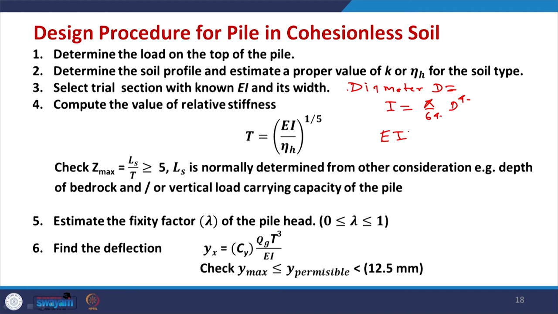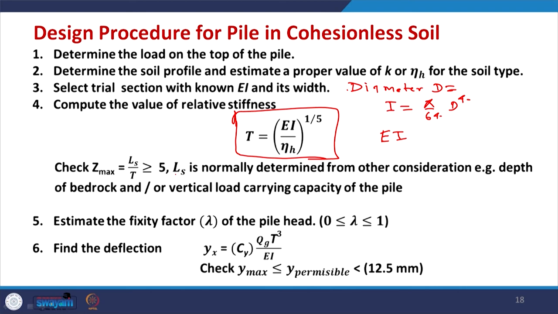And once EI is known, then we can calculate the value of the relative stiffness factor T using this equation. As I mentioned earlier also, this equation, though it looks very small, is very important for lateral load on piles in sandy soil or cohesionless soils. Once T is calculated, then make sure that the value of Z max, that is Ls by T, is greater than 5. Normally this check is okay. If this check is not satisfied, then you cannot use the theory for long piles, and we may not be able to design for the lateral load, and then we need to do some other calculation. So, when Z max is greater than 5, Ls is normally determined from other considerations, such as depth of bedrock, and this we already discussed.